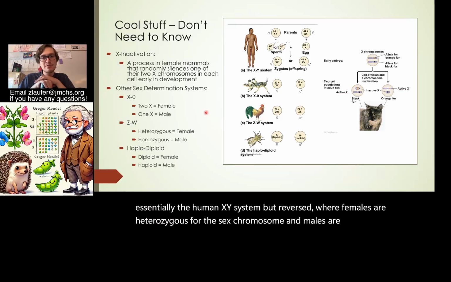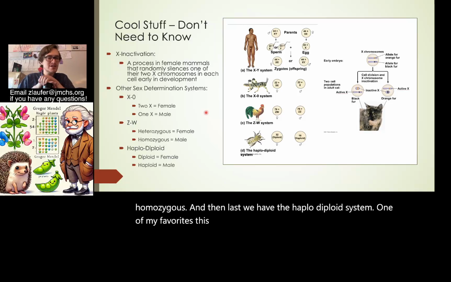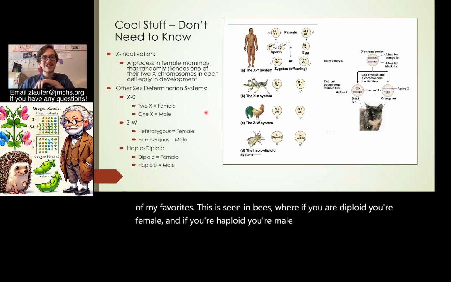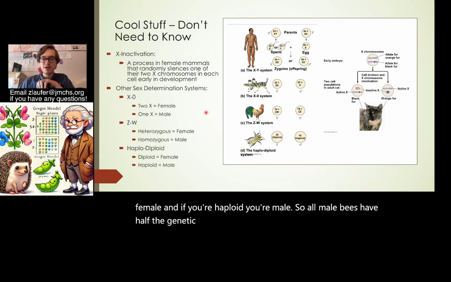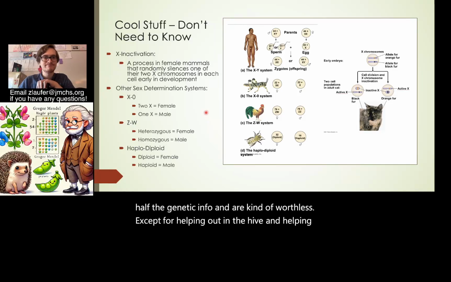And then last, we have the haplodiploid system, one of my favorites. This is seen in bees, where if you are diploid, you're female, and if you're haploid, you're male. So all male bees have half the genetic info and are kind of worthless, except for helping out in the hive and helping the queen reproduce.